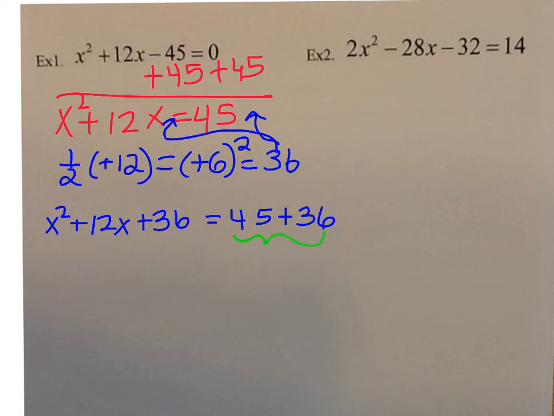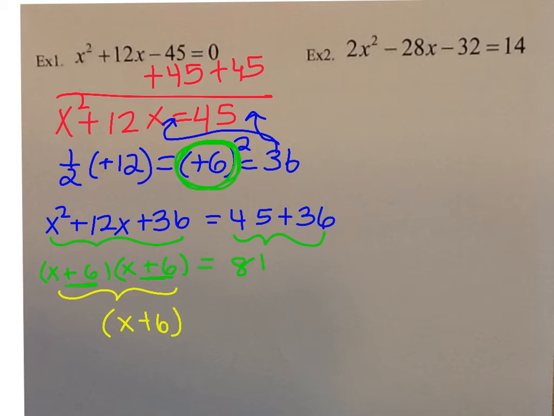Now you're going to add these numbers on the right. So that is 81. We're going to factor this side. You're going to get the same parentheses, x and x. Now remember, I said the number that goes in here is the number that you squared. What number did we square? Positive 6. That's why I said to watch the sign. Keep the sign with it. So I know that it's plus 6, not a minus. Now notice I have the same parentheses, so another way to write x plus 6 times x plus 6 is x plus 6 squared equals 81.